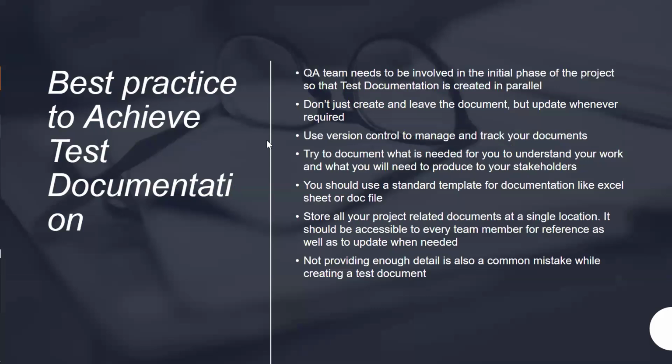So the best practice to achieve test documentation: the QA team needs to be involved in the initial phase, right? So test documentation is created in parallel. Don't just create and leave the document, but update whenever required. Whenever there's a change, whenever there's an update, you need to make those updates and changes. Then use version control to manage and track your documents. Try to document what is needed for you to understand your work and what you need to produce to your stakeholders.